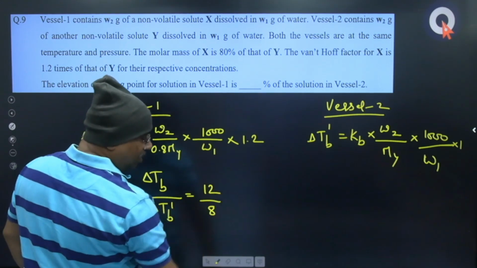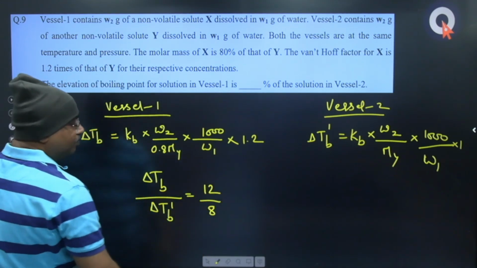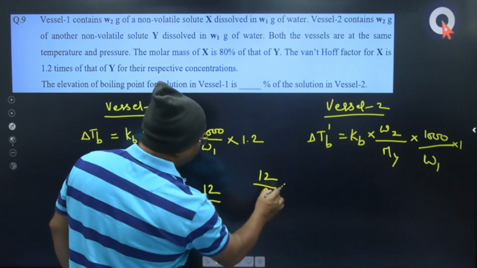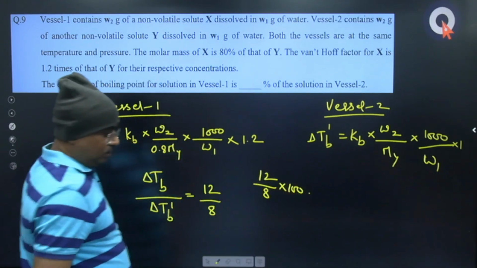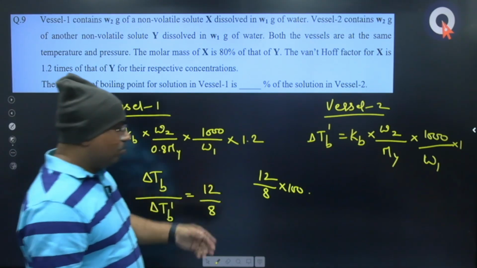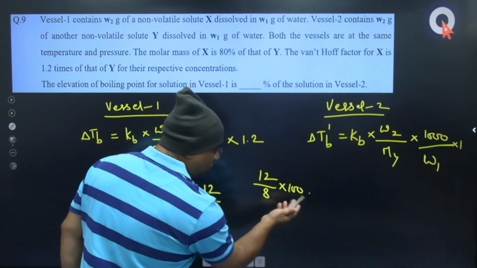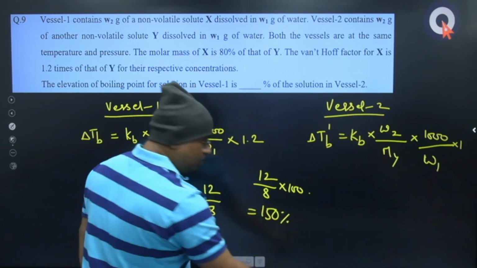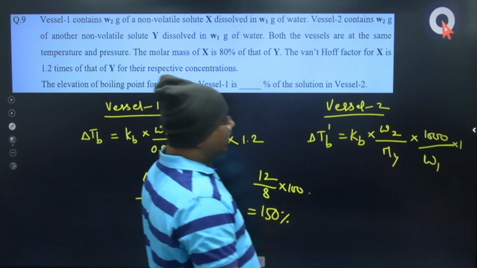So it is how many times? Into 100, percentage is asked. So 12 by 8 into 100. Clear? So you will get around 150%. Okay? Next.